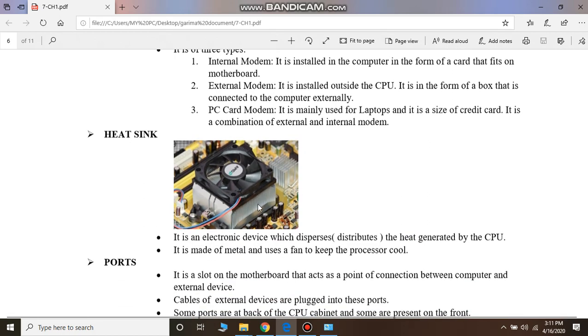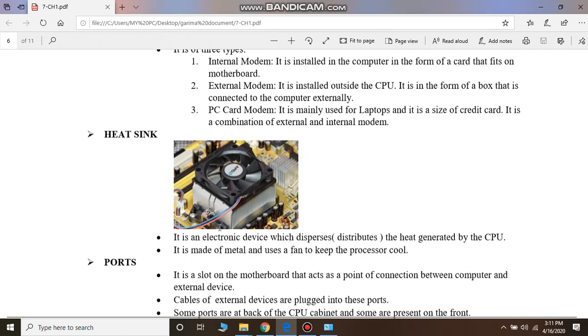Next is a heat sink. What is a heat sink? When you're working on a laptop, you might have experienced that your laptop heats up after some time, maybe in an hour or so. Same is the case with computers. When your computer or your CPU is working, it generates some heat. The task of the heat sink is to disperse this heat so that it does not harm the computer components. It is made of metal and there is a fan placed on the heat sink.